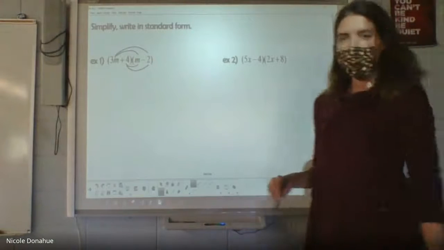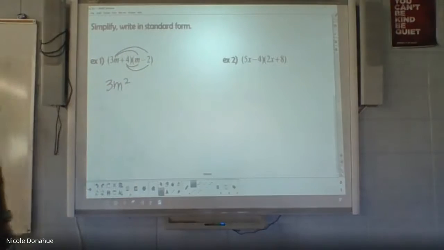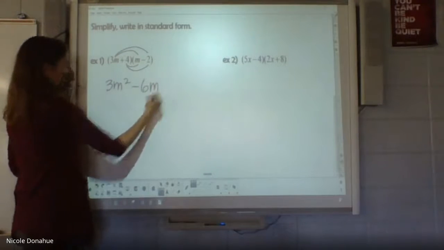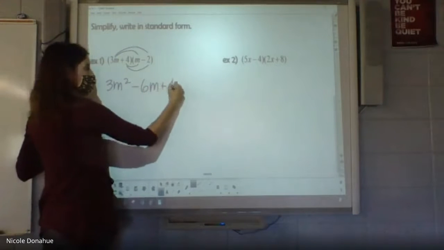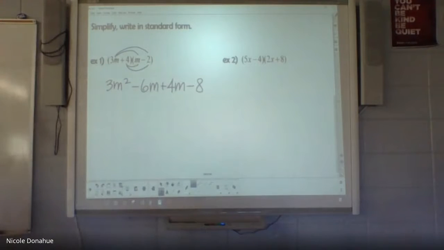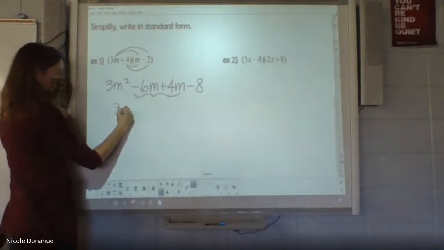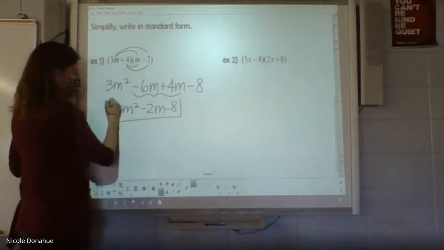So I'm multiplying 3m times m. Gives me 3m squared. Multiplying 3m times a negative 2. So negative 6m. 4 times m, so positive 4m. And then last is a negative 8. Now at this point, I kind of combine some like terms there. So there's some addition I can do in the center. So this is a negative 2m and then minus 8.